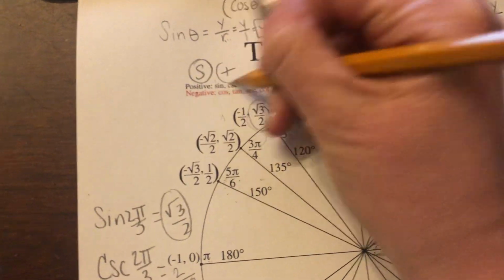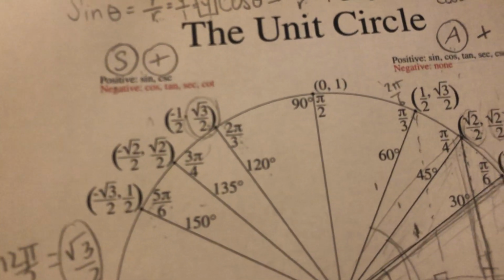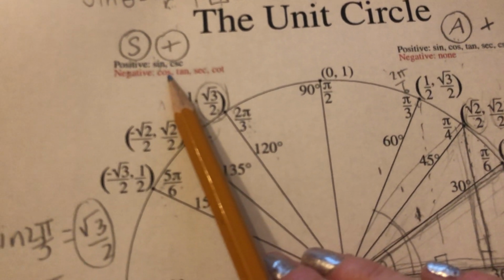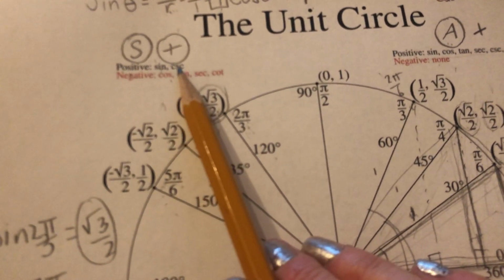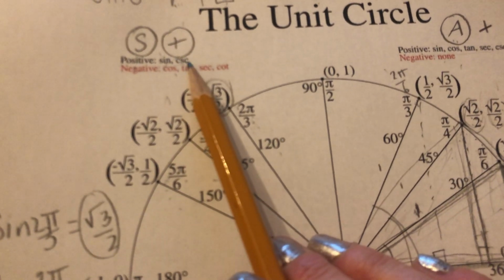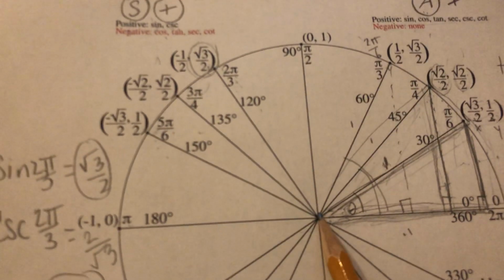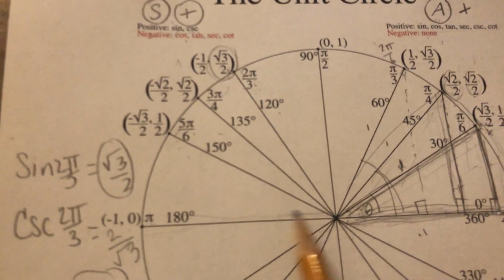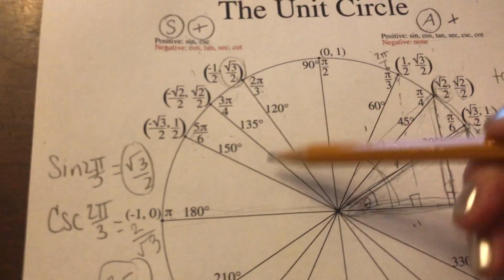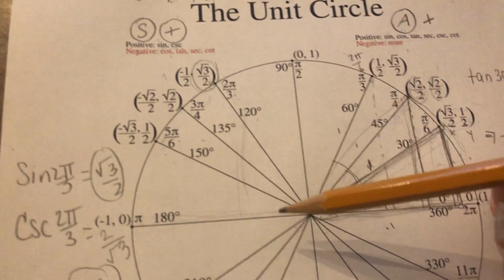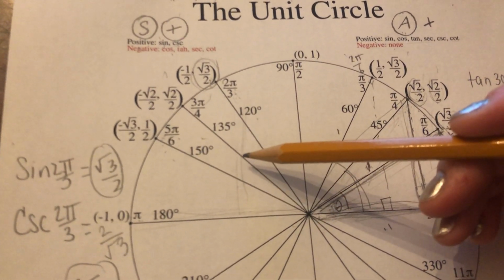In quadrant 2, the S stands for sine. That means only sine is positive. Everything else is negative, and also its reciprocal. So if sine is positive, cosecant is positive. Why is that? Because when I'm in this quadrant, aren't my x's negative and my y's positive? So that's why only sine is positive and its reciprocal.